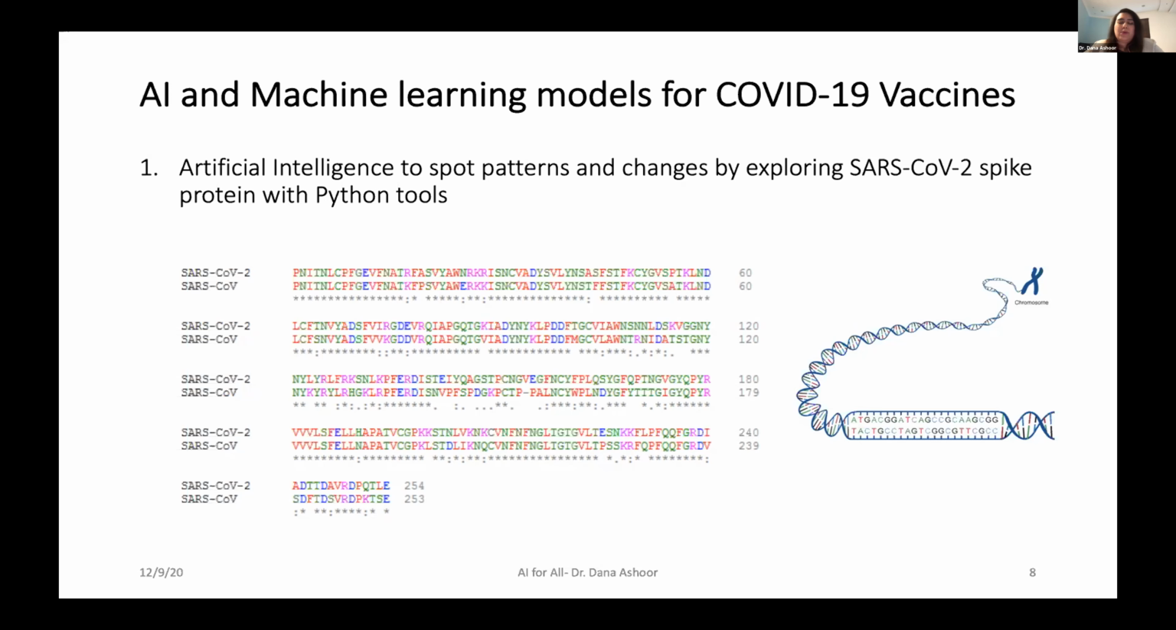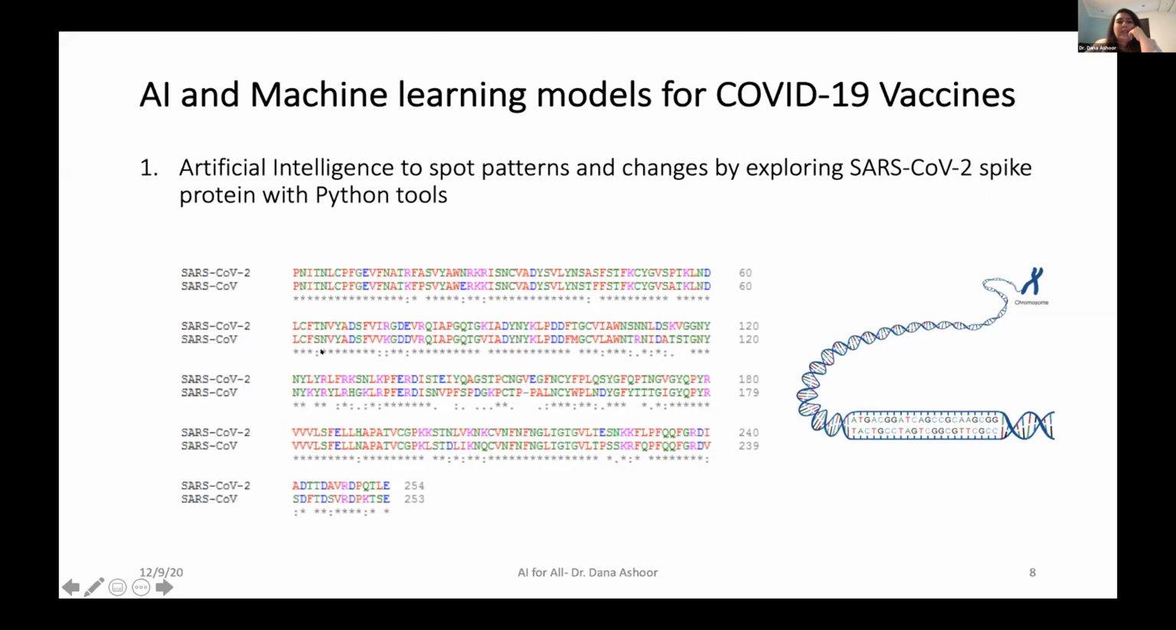I'm sure everybody hears about the trials of different huge pharmaceutical companies to produce a vaccine. So how can we produce a vaccine or a cure for the COVID-19 pandemic? Artificial intelligence plays a big part in this pandemic and vaccine development. For example, for one, it's used to spot patterns and changes by exploring SARS-CoV-19, which is the coronavirus, using a Python tool.